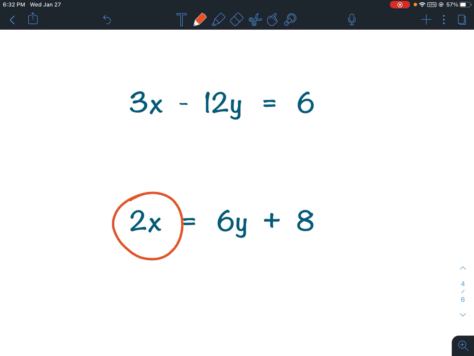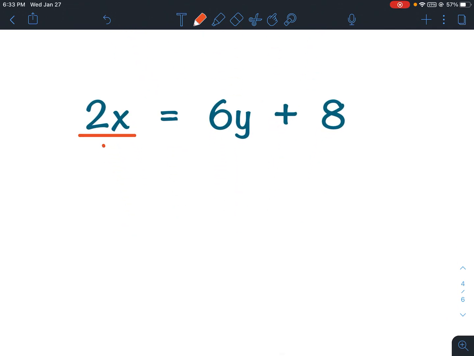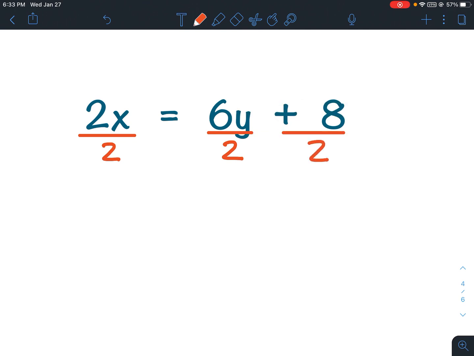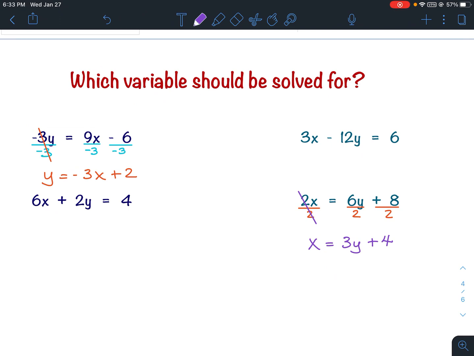This is the only one that's going to be 1 step, but you want to make sure that it divides into the other numbers. Is 6 divisible by 2? Yes. Is 8 divisible by 2? Yes. So I'm going to solve for this x by dividing both sides by 2. That would cancel, and you would get x equals 3y plus 4. All right. So I just want to show you that because there is a problem like that on the worksheet and the test. So I wanted to show you how to do that.